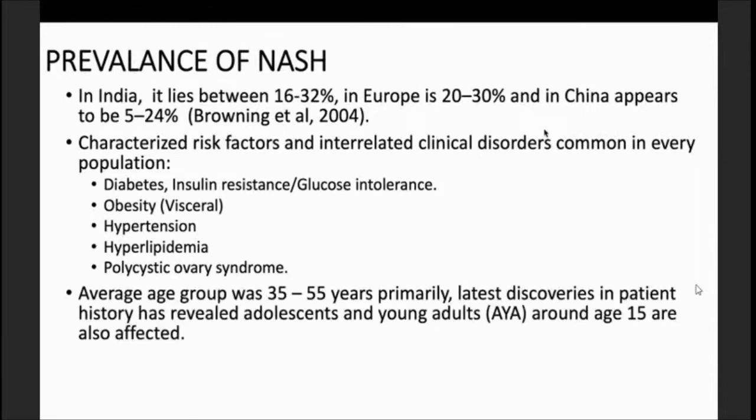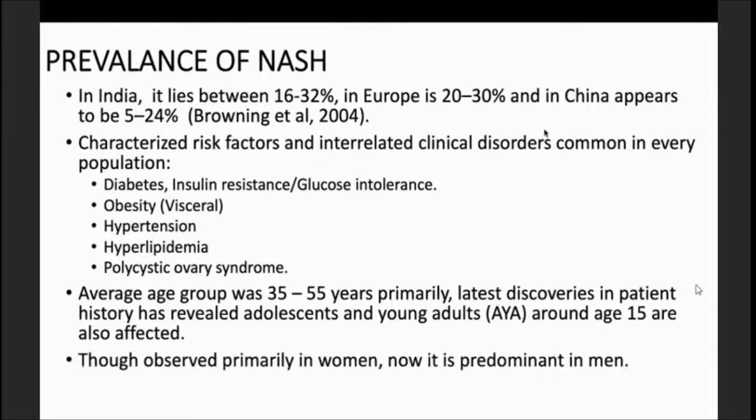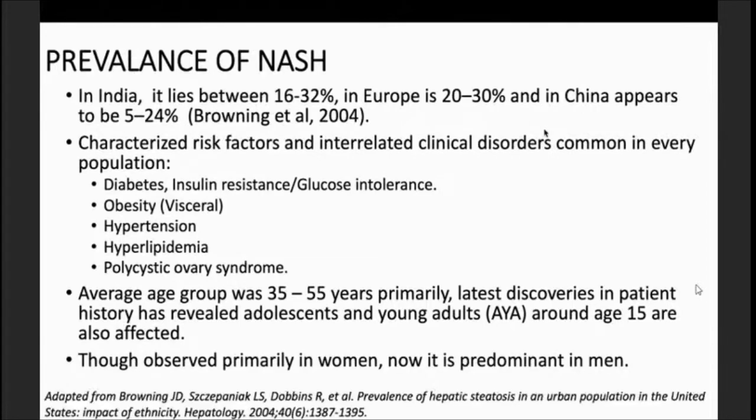The average age group was 35 to 55 years primarily, but the latest discoveries in patients in recent times have revealed that adolescents and young adult groups, categorized as AYA, around age 15, are also affected. Means the kids, even early teens. Though observed primarily in women, now it's predominant in men.